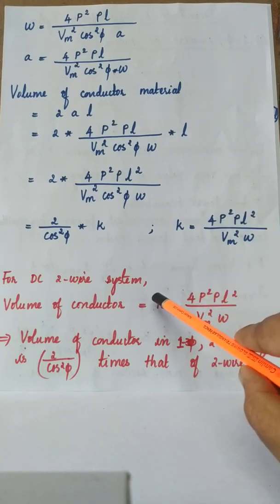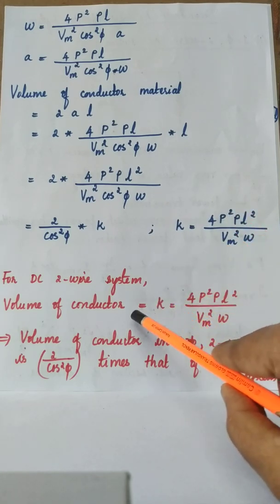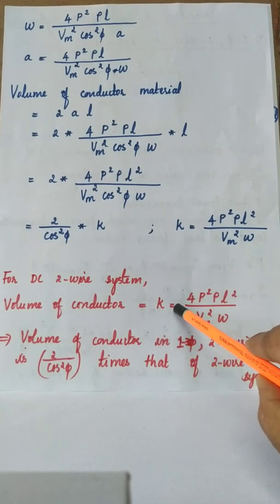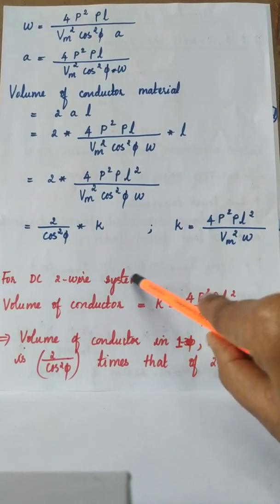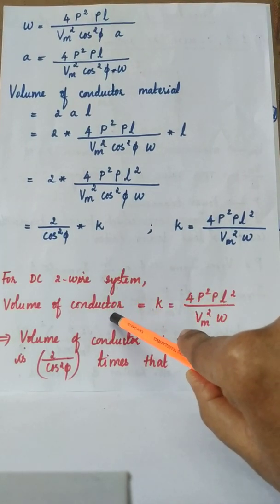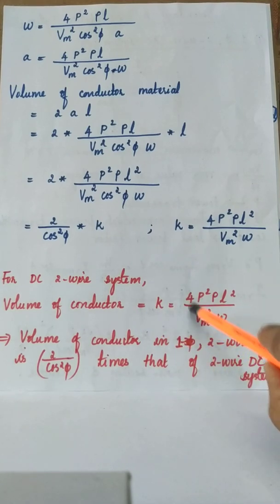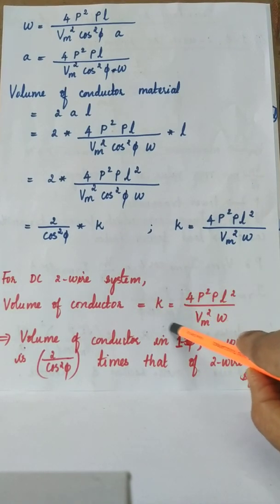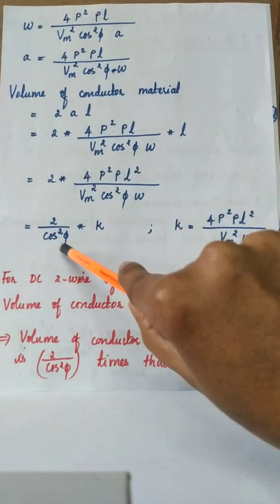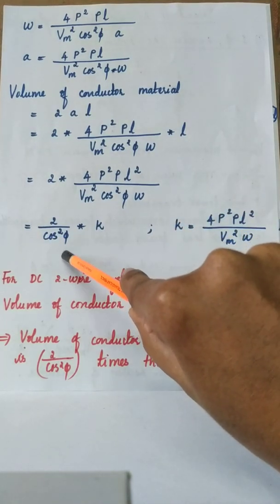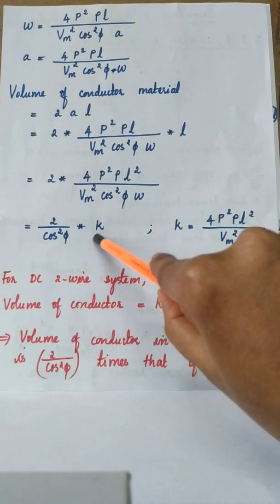But for a two-wire DC system, the volume of conductor is nothing but K. It's a known expression for a two-wire DC system. We have the volume of conductor as K. Because we have the expression for K, we are trying to write the volume of conductor in the case of a single phase two-wire AC system also in terms of K.